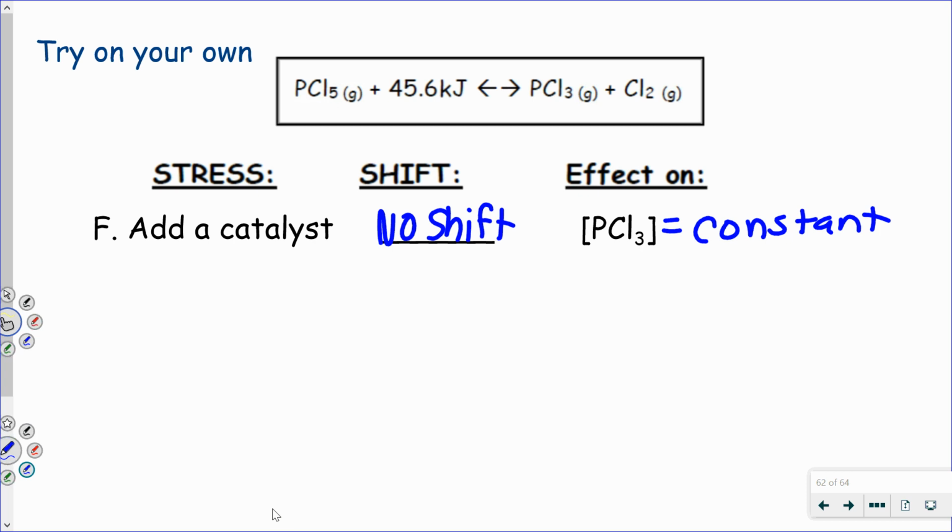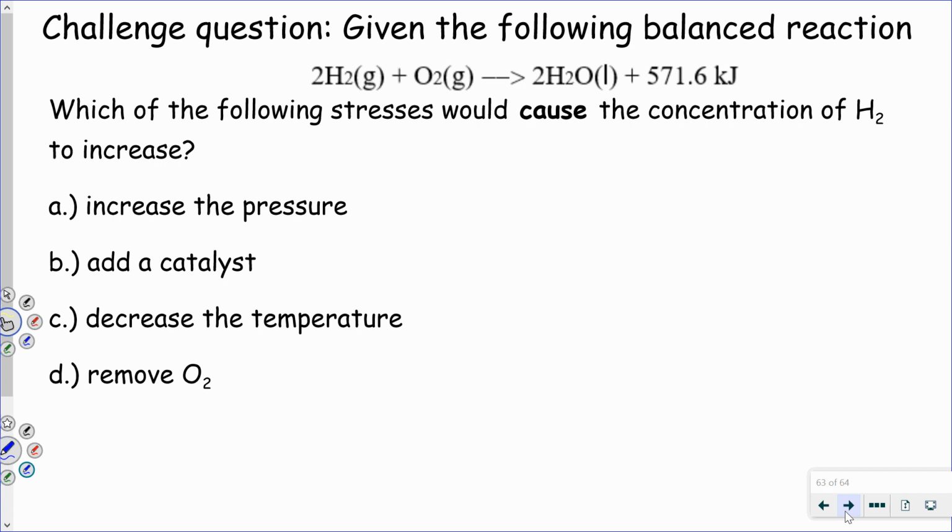So you can kind of see how you can apply all of the different stresses to one specific system. You can apply different changes in concentration, temperature, pressure, and then a catalyst. And then the last question, this is a challenge question. Try it out. It says, given the following balanced reaction, which of the following stresses would cause the concentration of H2 to go up? So pause the video, and I specifically bolded the words cause the concentration of H2 to increase. I'm not telling you you're adding H2. I want to know which of those 4 options would cause the concentration of H2 to go up. So pause the video.